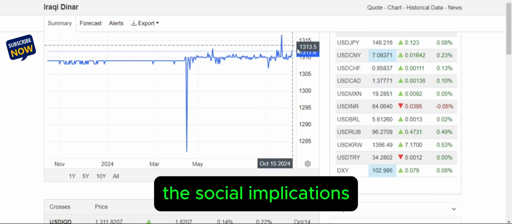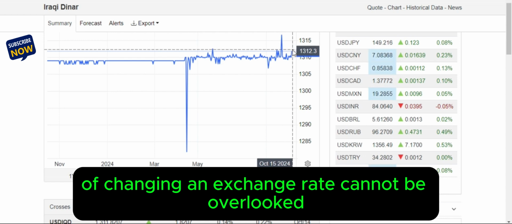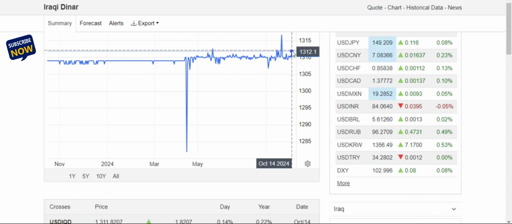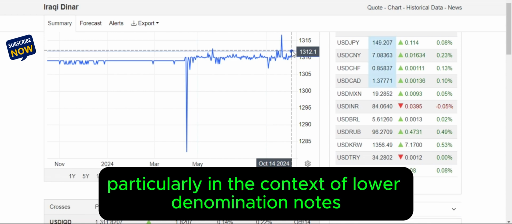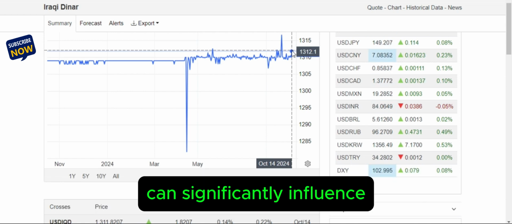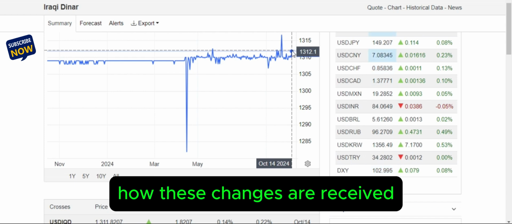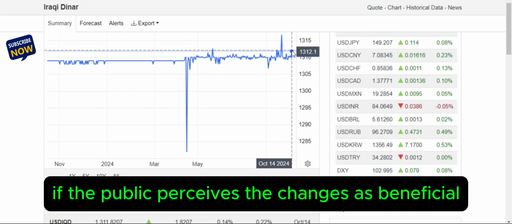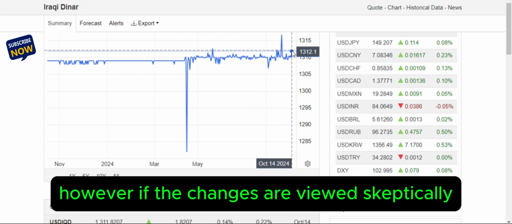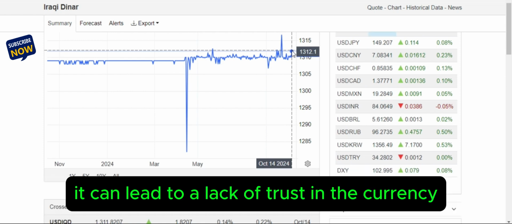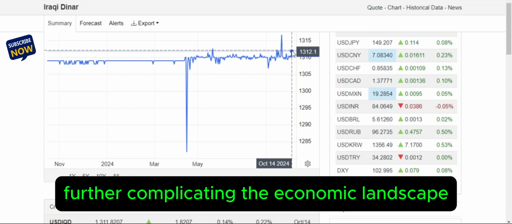Additionally, the social implications of changing an exchange rate cannot be overlooked. The public's perception of the new exchange rate, particularly in the context of lower denomination notes, can significantly influence how these changes are received. If the public perceives the changes as beneficial, they may respond positively, leading to increased consumer confidence and spending. However, if the changes are viewed skeptically, it can lead to a lack of trust in the currency and the government, further complicating the economic landscape.